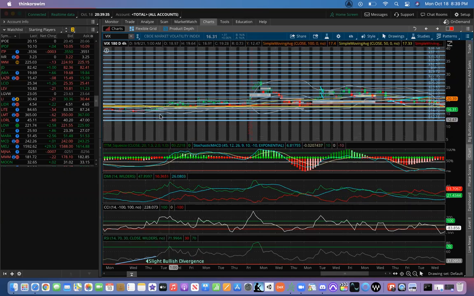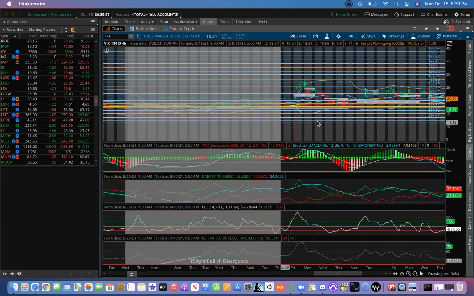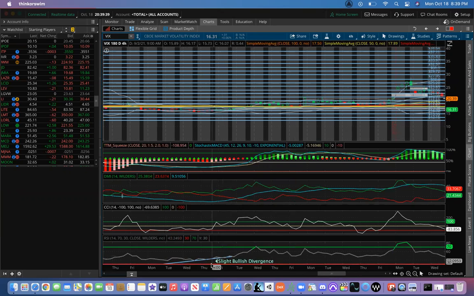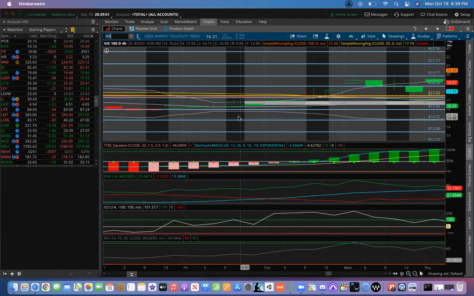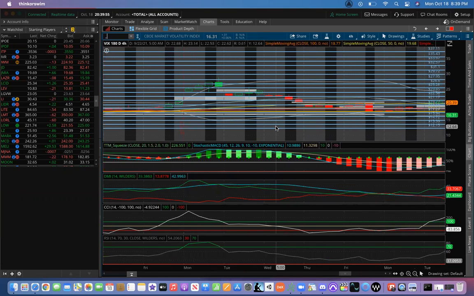So I want to show you a couple things. Right here, we had a slight bullish divergence. See, that's flat, this was going up, and let me erase that just so you can see. Boom, boom, and then the stock went up, right? Now these gaps, I want to show you these gaps.